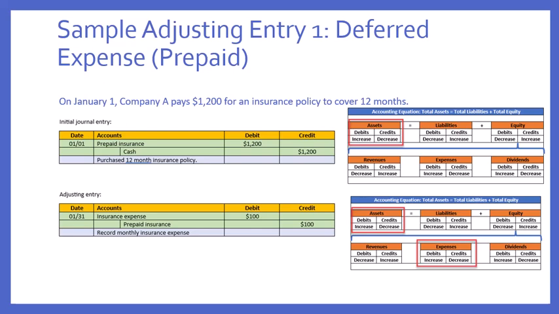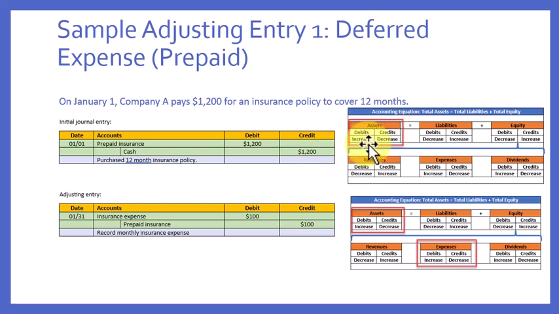When we purchase the insurance policy, we would record a debit to prepaid insurance, which is an asset account. So remember assets, we're going to debit them to increase them. So debit to prepaid insurance, and we are going to credit cash.